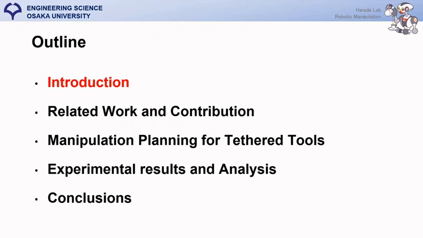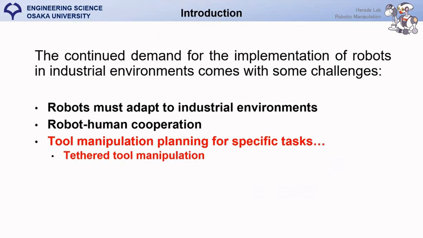This presentation will be divided in 5 different parts. First, starting by the introduction, we can say that the continued demand for the implementation of robots in industrial environments has come with several challenges, such as adapting robots to these new industrial environments, implementing robot-human cooperation algorithms, and also making tool manipulation planners. Tool manipulation represents a difficult subset of motion planning because the tool represents a dynamic obstacle that moves in space according to the robot movements.